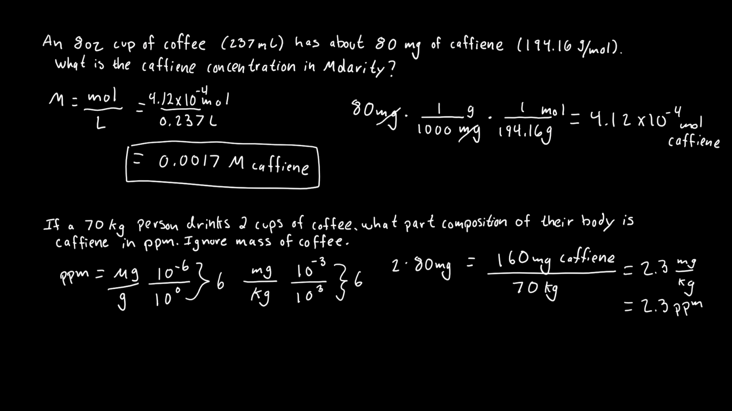Now for caffeine, this might seem like a lot, but we can also convert this to a percent by mass by multiplying by a million, dividing by a million, and then multiplying by 100. And if we do that, we get 0.00023% caffeine by mass. So really, after drinking 2 cups of coffee, very little of your body has turned into caffeine.